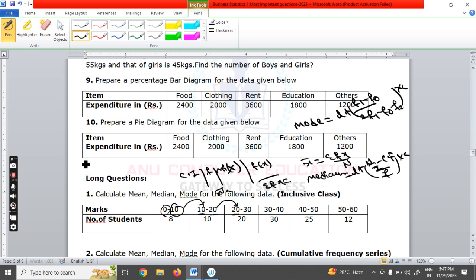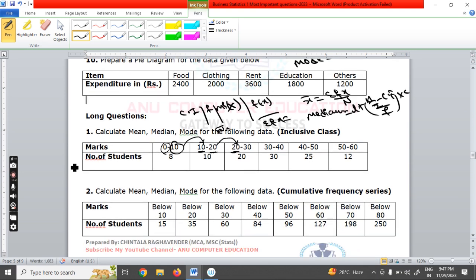Please, most of the students make mistakes in this question only. So please understand: in the same question, instead of giving inclusive, he will not mention anything. We need to understand whether the problem is considered inclusive or some other type. In the same question he may give the below type. What is the meaning of below? Below 10 means 0 to 10, so you have to write this problem from 0 to 10. You need to convert the class interval now.